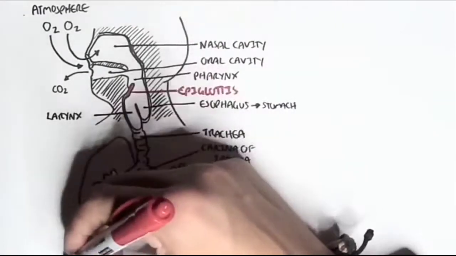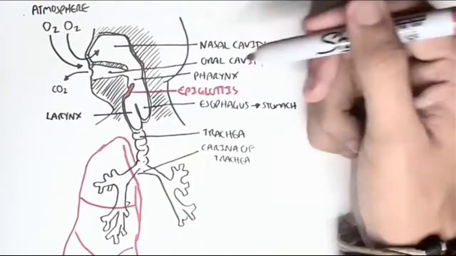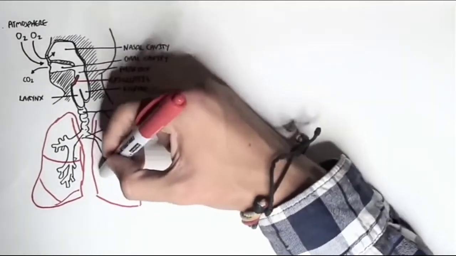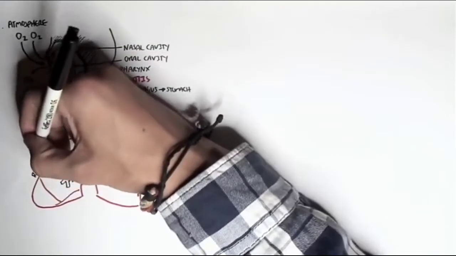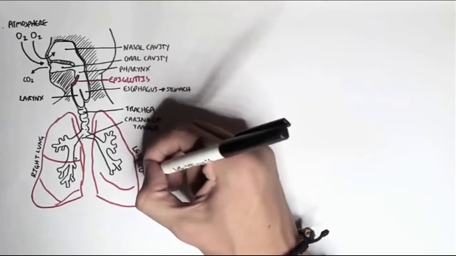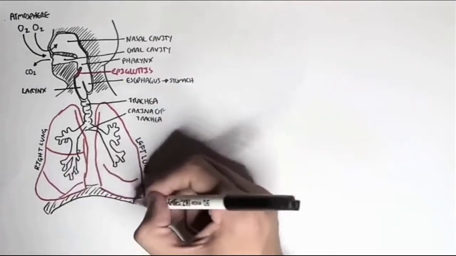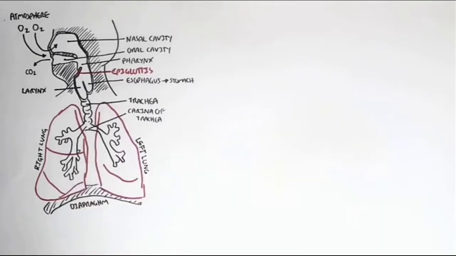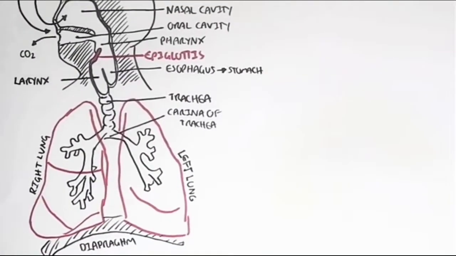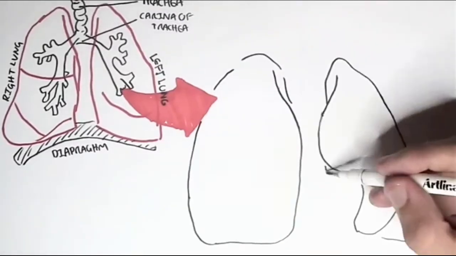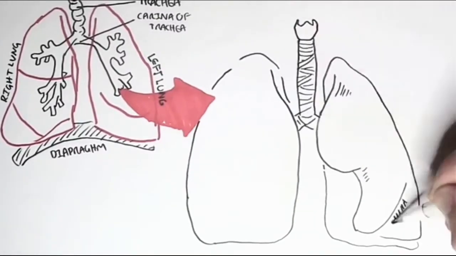Now here we have the left lung and the right lung. This is our left lung, and that is the right lung. And below the lungs we have the diaphragm muscle, which helps in the breathing process. So let's take a closer look at the lungs.